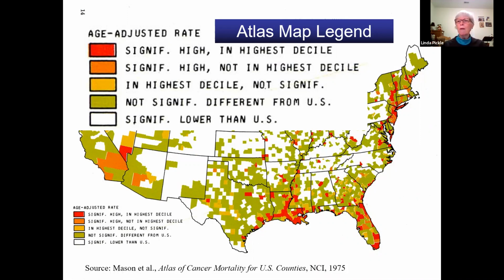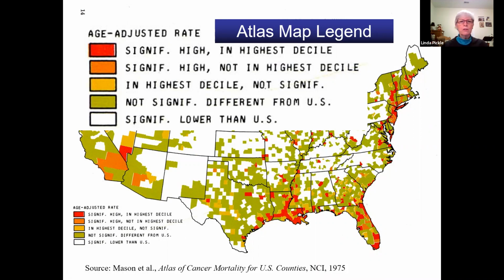And this caused a problem. If there are any cartographers in the audience, you know that white usually represents missing data or none of the above, but here it was used to represent significantly lower. The none of the above was this green color.